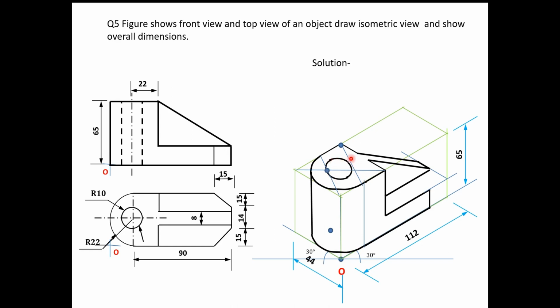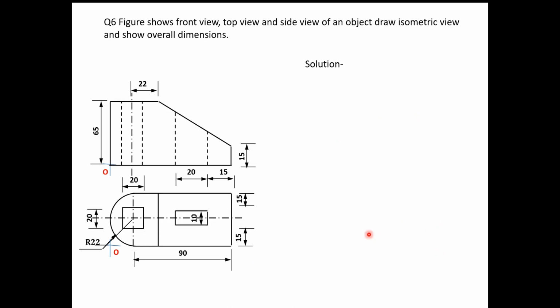Now next, what is remaining? Again we have to draw the ellipse here. So we can again do the construction of a rhombus here at the center, and you can complete this. Next, this edge was remaining from this corner up to this. So in this way we have completed question number 5. Next question is question number 6.